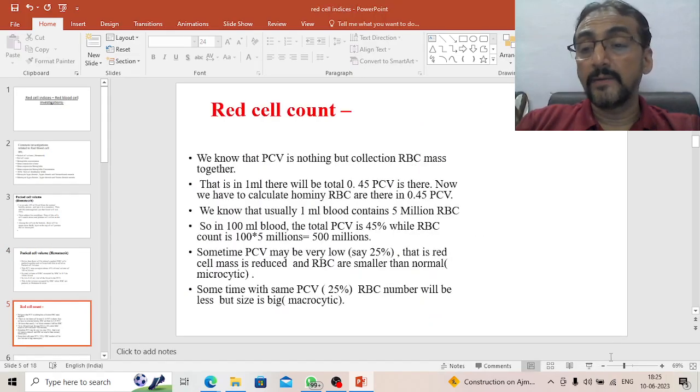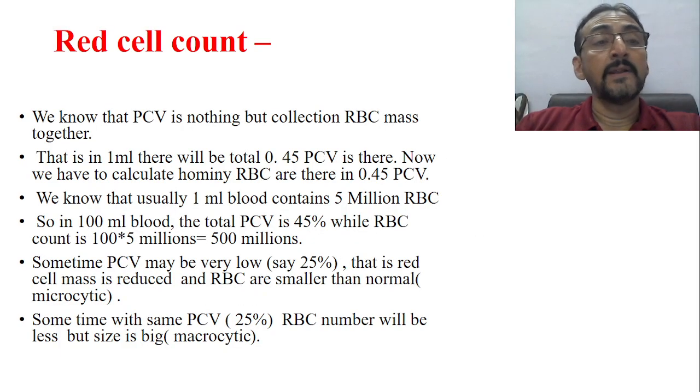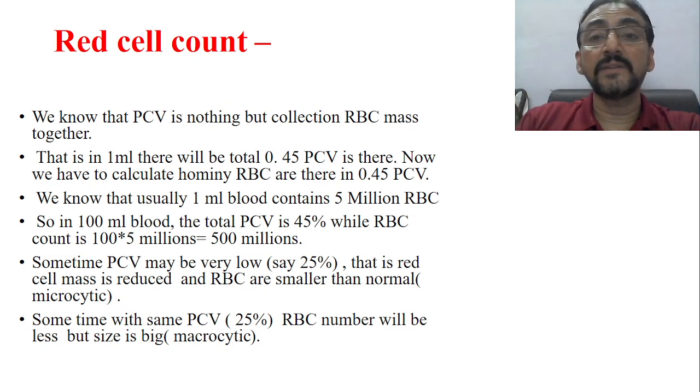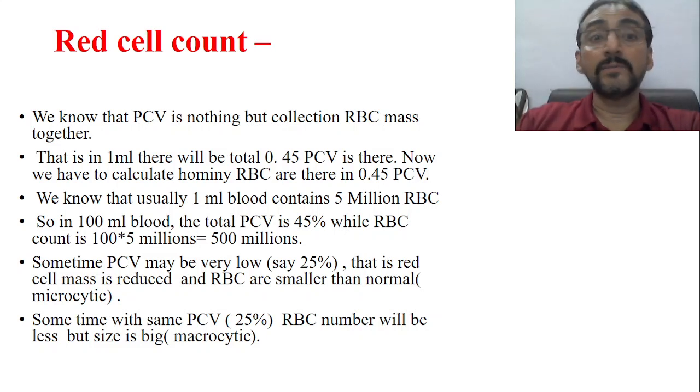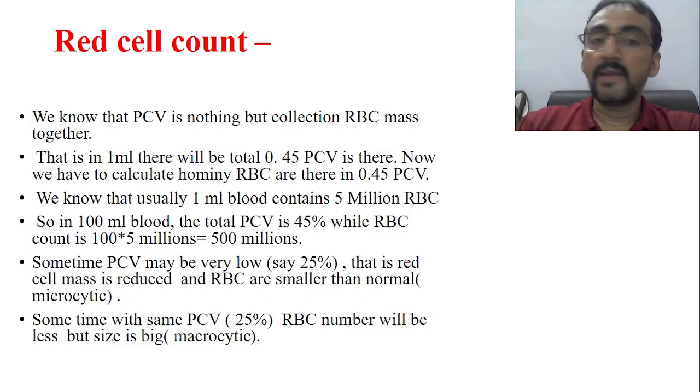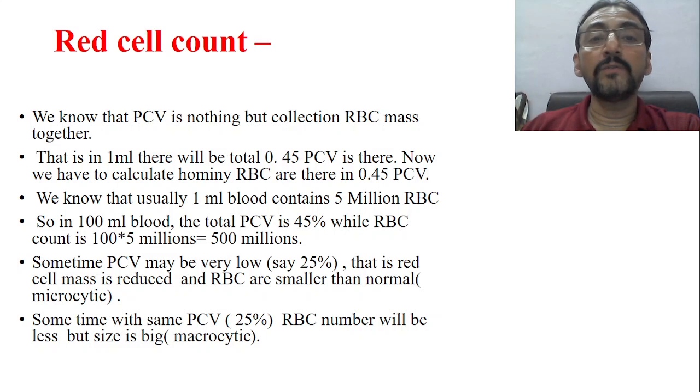Now you go further. What is that? Now we know that PCV is nothing but the collection of the RBC mass together, isn't it? PCV क्या है? कुछ नहीं है, RBC जो नीचे collect हुआ है एक साथ, इसी को हम PCV बोलते हैं. And normally we know that it is 0.45 per 1 ml. So if you take 1 ml, उसमें कितना PCV है, 0.45 है.